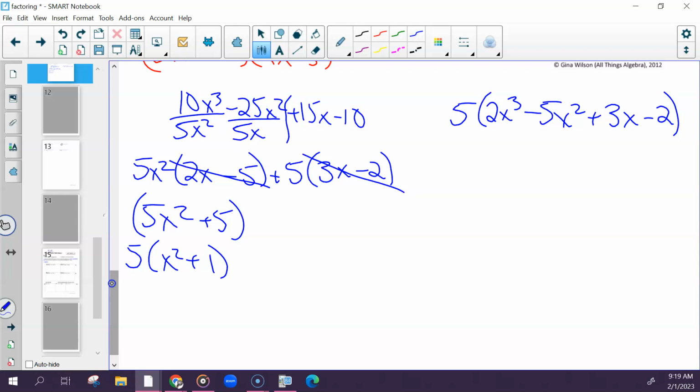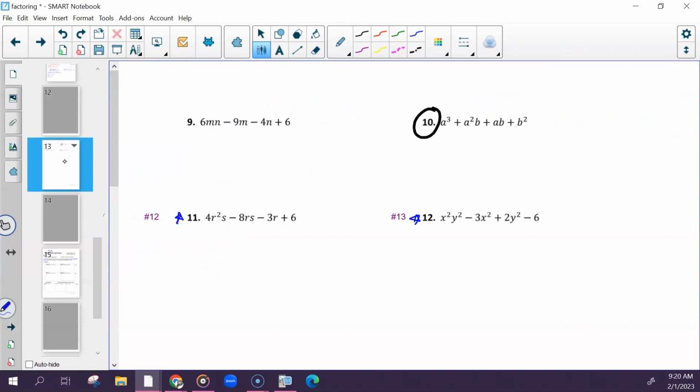Great, questions on that? On the next page, are there any we want to see, go over, have questions on? Number 10. Sure. Split it down the middle.